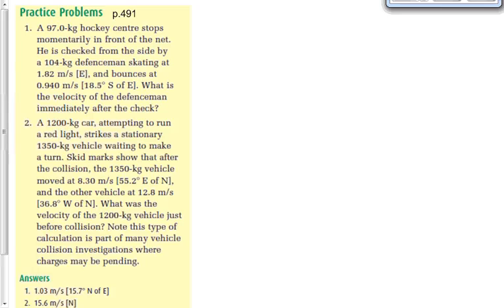This is a collision, right? This is like two cars colliding. This is like any other conservation of momentum problem that we've done, okay? And because we have a south and an east in the same question, a funny angle, we know we're going to have to do x and y components.